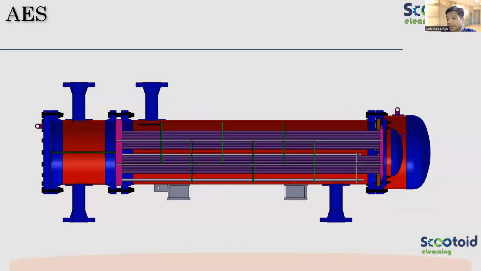Now, the floating type can also take thermal expansion very well. Because the second side is completely floating, it is not attached to the shell. So this is also a good option for thermal expansion.